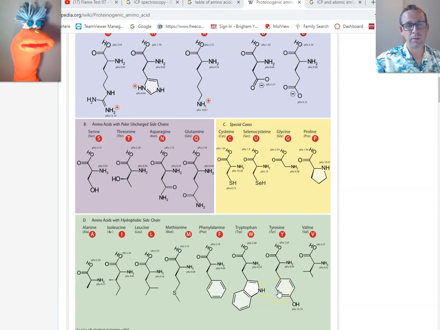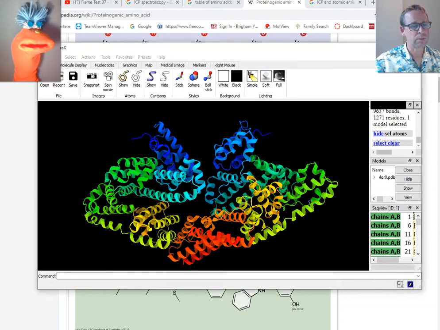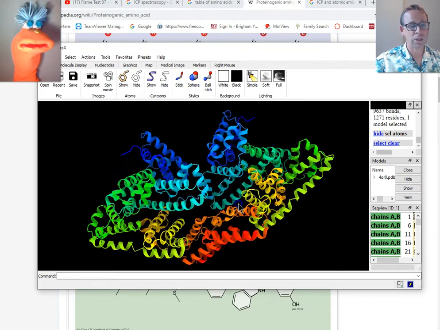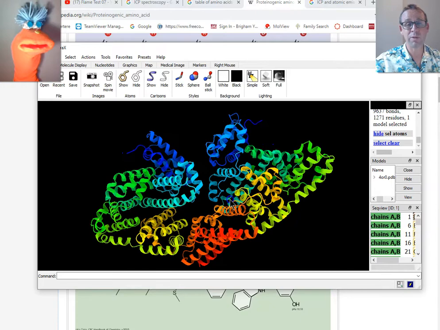Now, let's look at a protein here. So here we have a protein. It's a long chain protein. This is bovine serum albumin.